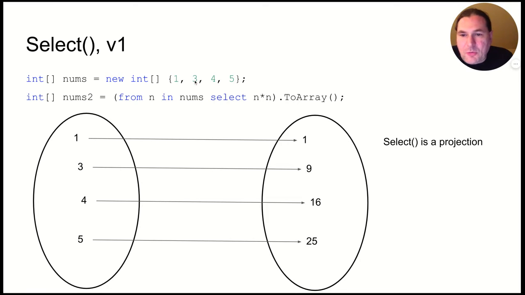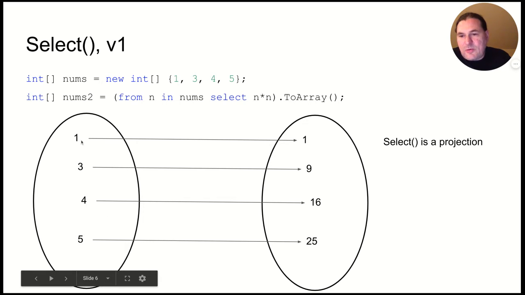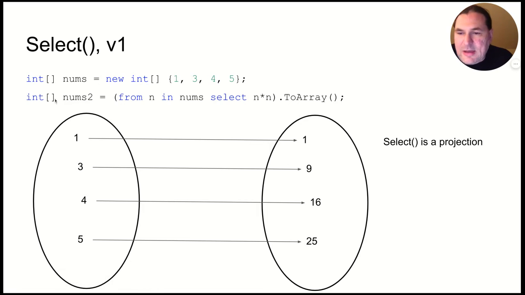Anyway, here we've got 1, 3, 4, 5. That's our initial array. I realize we don't usually draw arrays this way, but since we're really just projecting from one collection to another, I kind of drew it with this syntax. So now we're going to say, okay, I want to create nums2, which is also going to be an integer array. But look what we're saying here. We're saying, from n in nums, select n times n.